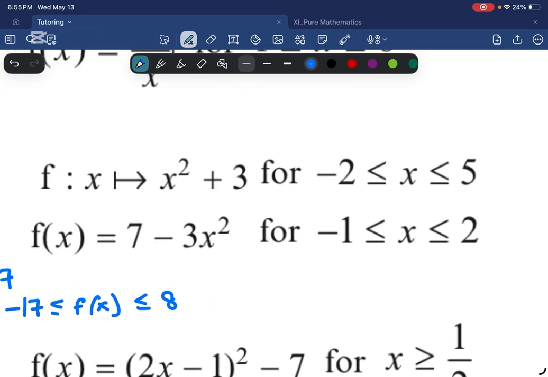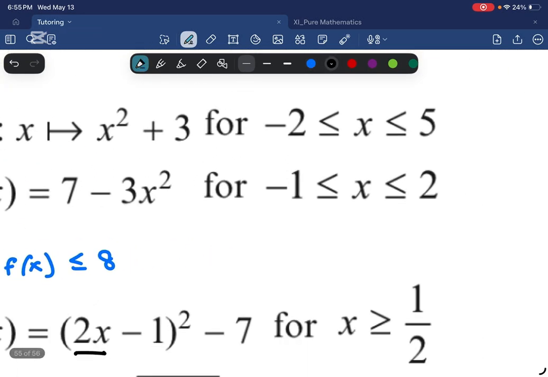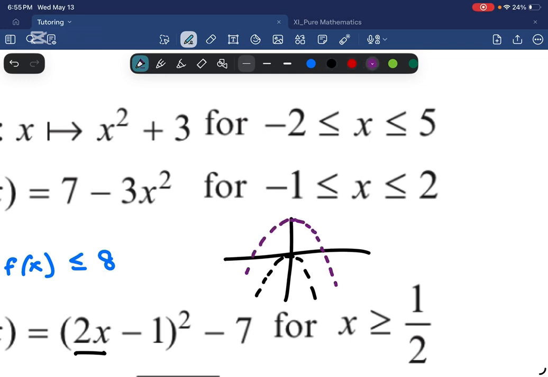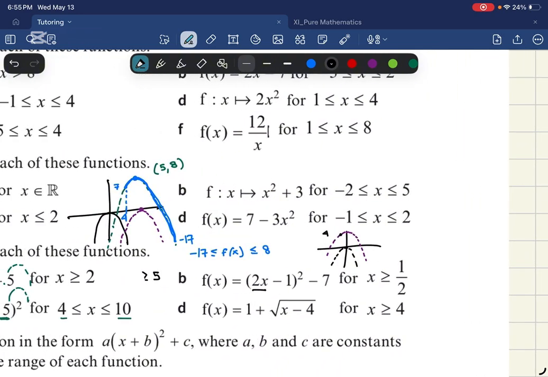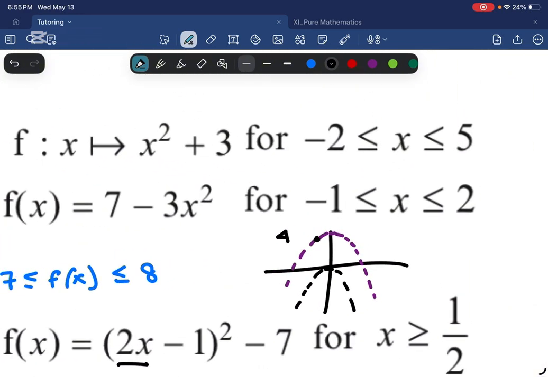And for D, we have this. All right, so −x² would be like this, and then −3x² would also be like this. It's just stretched, and then I need to shift it 7 units up. So I have a graph that looks like this. Now let me just substitute my points. If I substitute −1 here, I get 7 minus 3, which is 4. And then if I substitute positive 2 here, then I believe we've done this question, right? You get 7 minus 12. 7 minus 12 is −5.